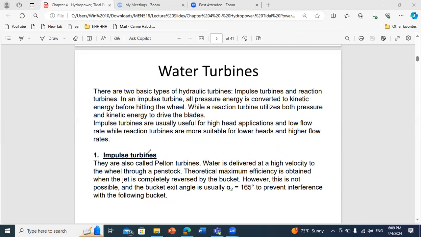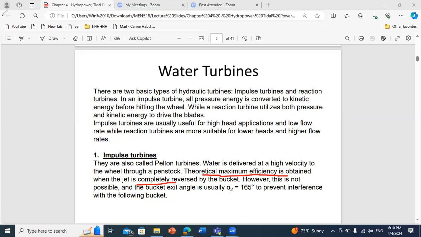Impulse turbines are also called Pelton turbines. In this case, water is delivered at a high velocity to the wheel through a penstock. Theoretical maximum efficiency is obtained when the jet is completely reversed by the bucket. Now we'll understand what we mean by this when we study the equation of the turbine. However, this is not always possible, and in general, the bucket exit angle is usually alpha 2 equal to 165 degrees to prevent interference with the following bucket.